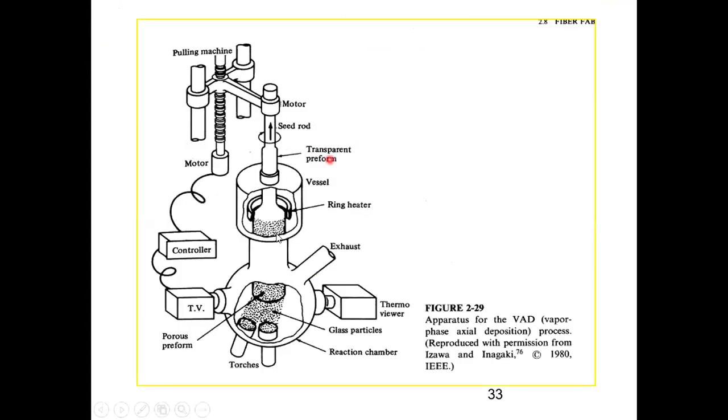This is the diagram which is there in your book by Keiser. How you want to draw it is up to you at the time of your exam. This part is not required. I just mark what is required and then delete it. So this part is not needed.